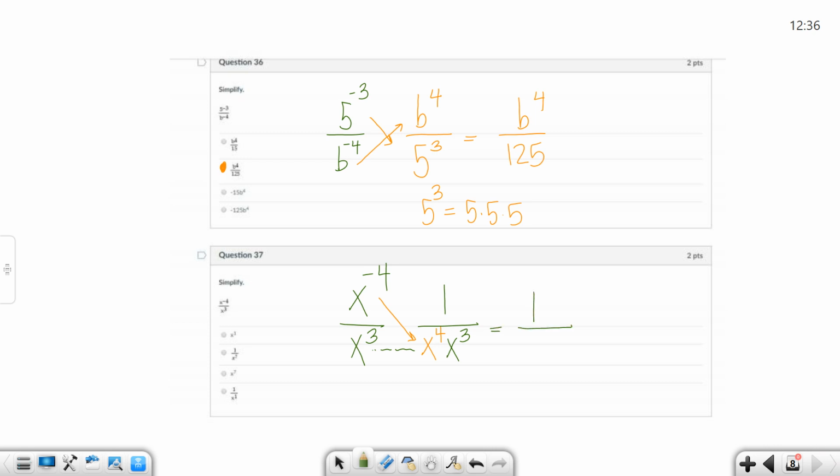And when you look in the bottom, you'll have 4 x's and 3 x's. That would give you 7 x's in the bottom. And that's how that one would look.